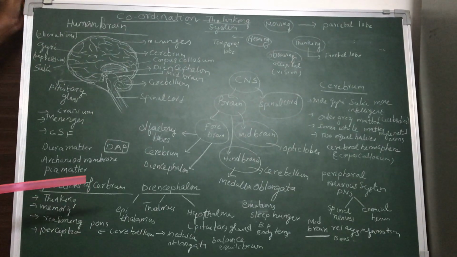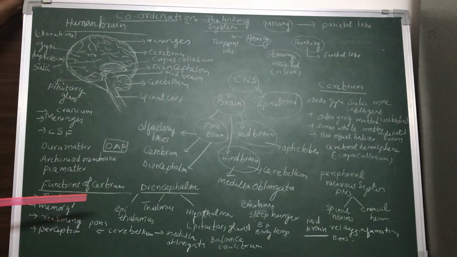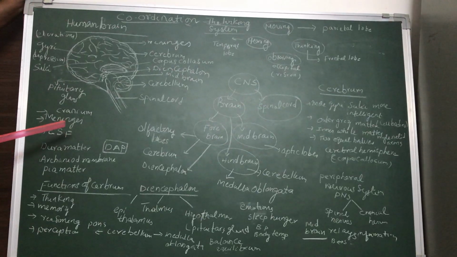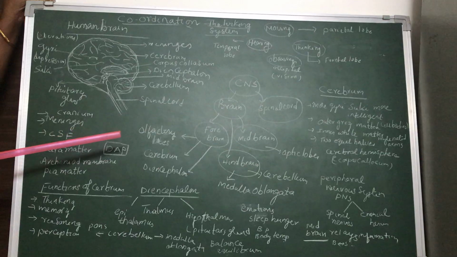And cerebrum: intelligence, memory, reasoning, perception, mental ability, all these are under control of the cerebrum. So the cerebrum is called the seat of intelligence. And this cerebrum is divided into 4 lobes.